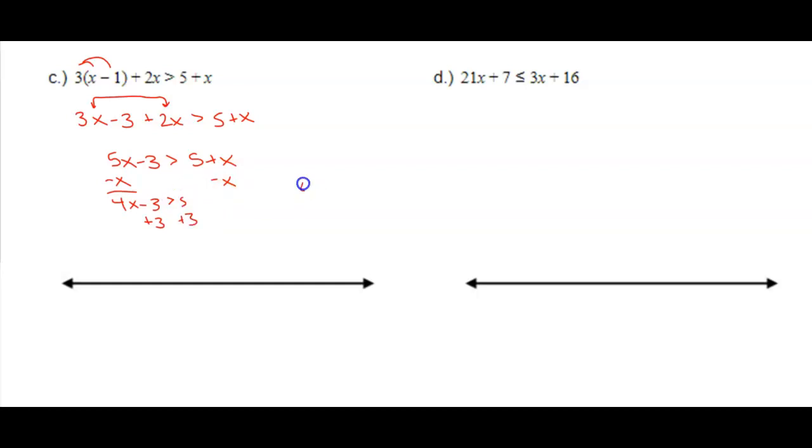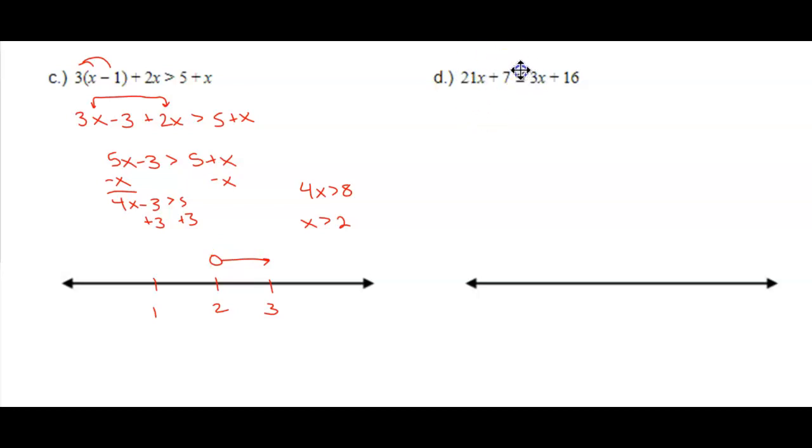Jumping ahead a little bit. So I get 4x is greater than 8, and then dividing both sides by 4, I get an x value that is greater than 2. Again, making a little number line just to indicate our solutions, we are talking about everything greater than 2. So an open dot and the arrow drawn to the right indicating the numbers that are larger than 2.